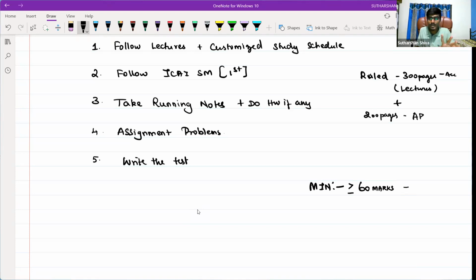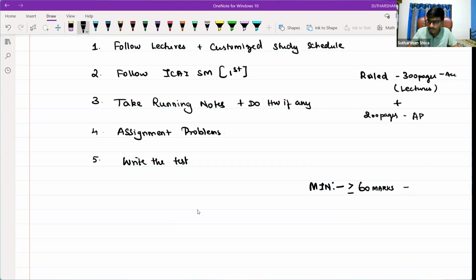They will provide a centum mark. If your paper is very good, without any mistake, they will provide centum. Or let's put it this way: you can have greater than 60, or 70, 80. Let's put it simply: you need to score greater than 60 marks. That's the minimum target. You should work for it.